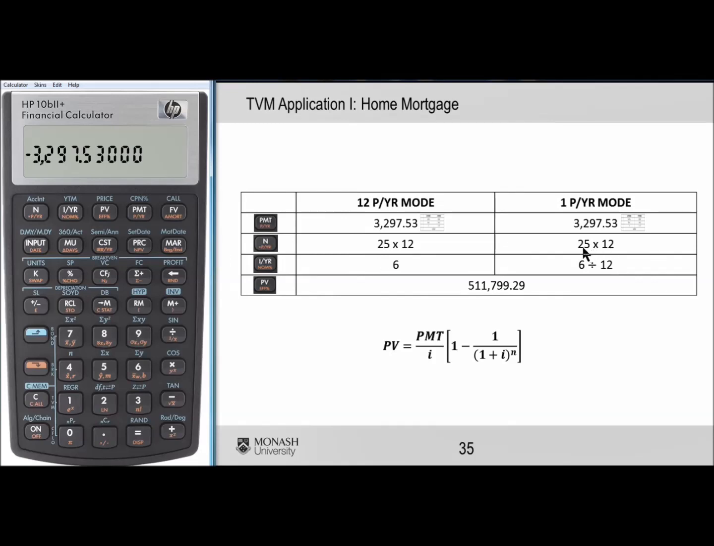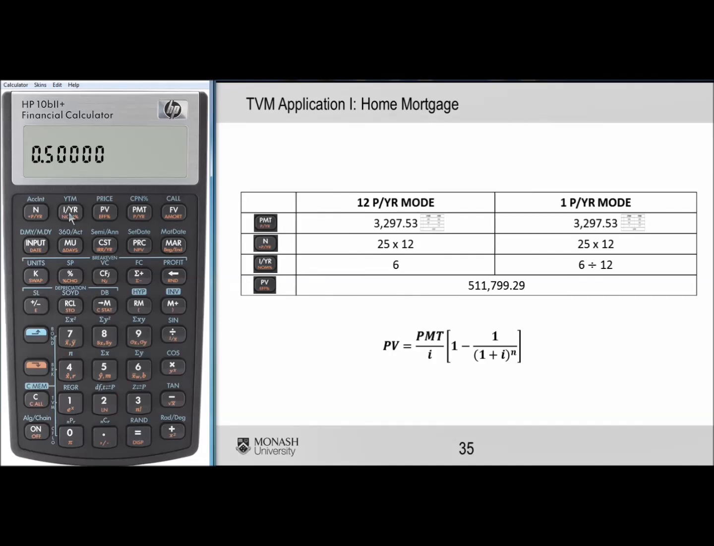And now, at time 5, I'm still left with a 25 year term of the loan. So my outstanding months of payment is 25 times 12, that is my number of periods, number of months. Interest rate is still the same, so 6 divided by 12.